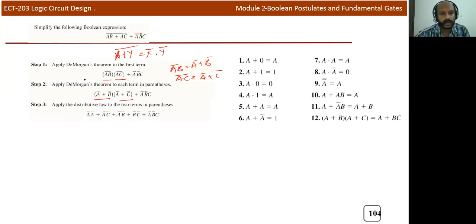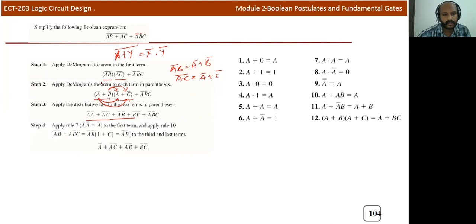Now we can apply the distributive theorem. So a bar into a and a bar into c bar. Here we can multiply b bar into a, then b bar into c bar. So you are expanding that expression by using distributive law, and here I can reduce a bar into a to a. And here you can see that a bar into a bar into a bar is equal to a bar. The first term I can reduce to a bar.